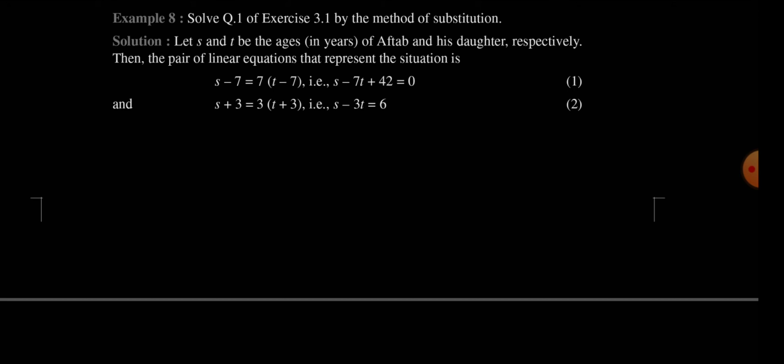Solution. Let s and t be the ages in years of Aftab and his daughter respectively. Then the pair of linear equations that represent the situation is s minus 7 is equal to 7 bracket t minus 7 bracket close, that is s minus 7t plus 42 is equal to 0, first equation, and s plus 3 is equal to 3 bracket t plus 3 bracket close, that is s minus 3t is equal to 6. That's the second equation.